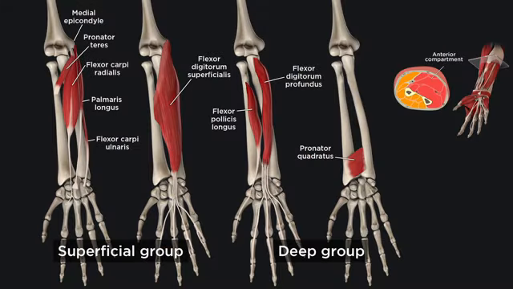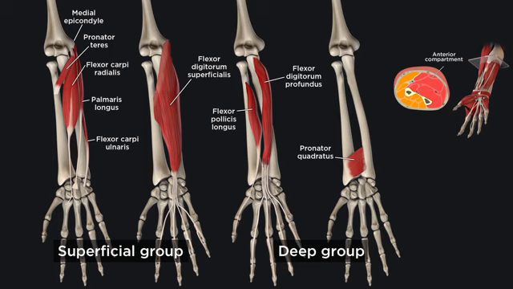The 8 possible muscles are subdivided into a superficial layer and a deep layer. And the variable palmaris longus muscle is superficial. And in a bit, we'll do a little test to see if you have it. We have either 4 or 5 muscles in the superficial group and 3 muscles in the deep group.